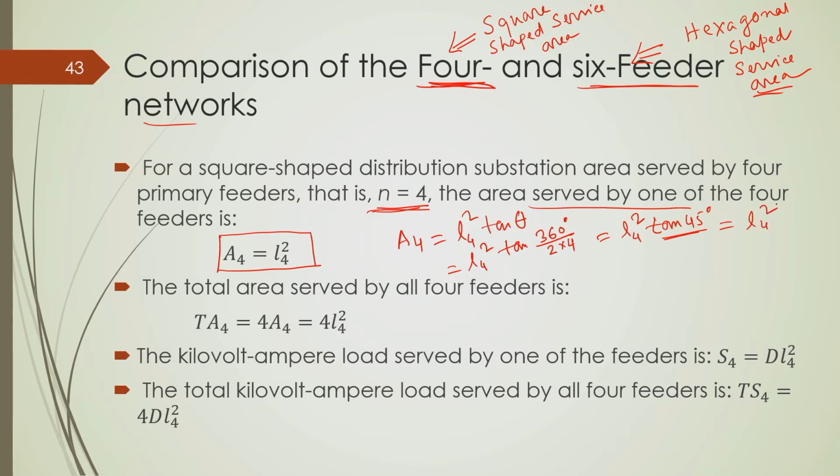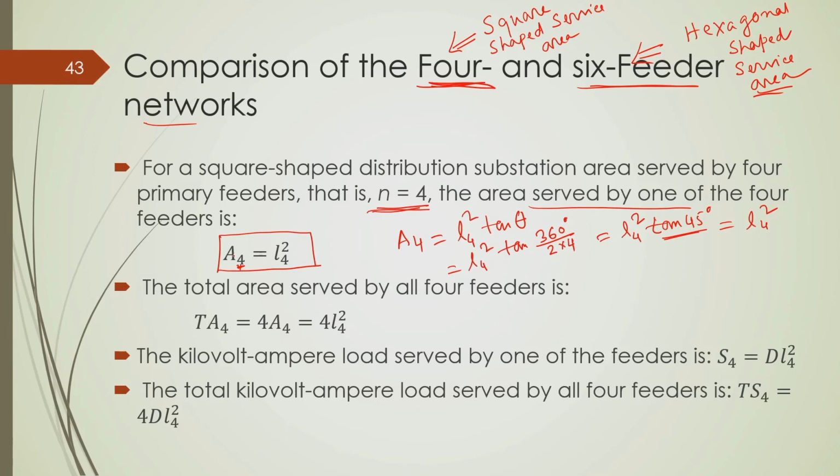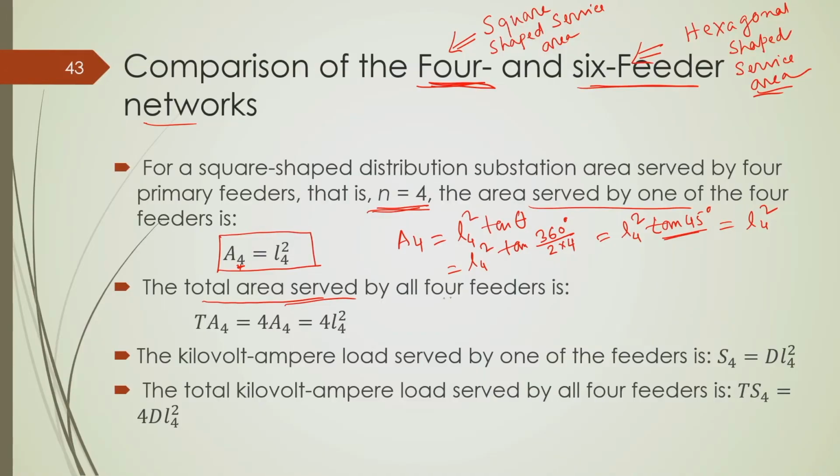Okay. So, we can find out that A 4 is equal to L 4 square, where this suffix 4 represents that this is the area under a particular feeder for a substation having 4 feeders. This is the area served by a particular feeder for a substation which is serving 4 feeders. Okay. Now, what will be the total area served by all these 4 feeders?